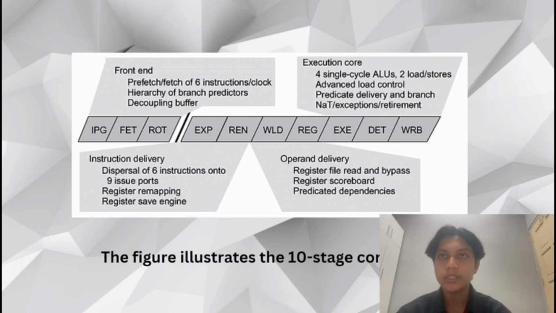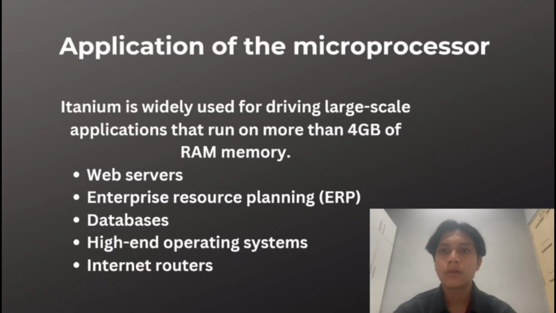The pipeline accommodates the decoupling buffer in ROT, which is the instruction rotation stage. The pipeline also dedicates register remapping hardware in the REN, which is the register rename stage. The pipeline also accesses the large register file across WLD, which is the word line decode, and REG, which is the register read stage. And lastly, the DET, exception detection, accommodates delayed branch execution as well as execution management and speculation support.